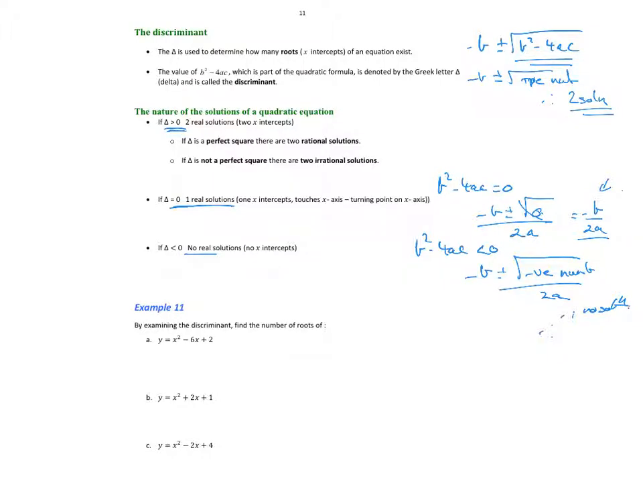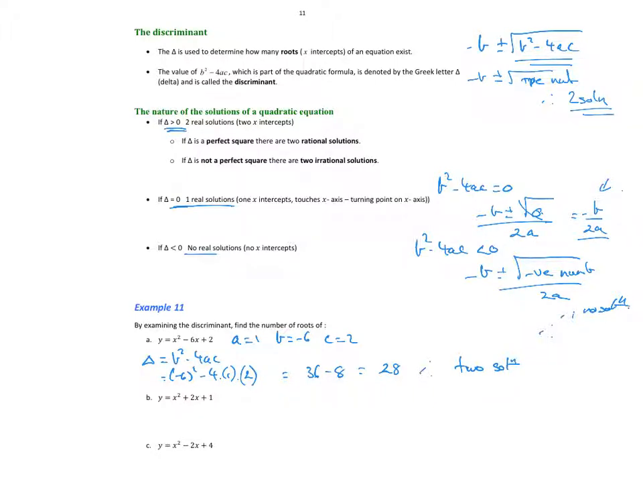So if we consider each of these discriminants, if a is equal to 1, b is equal to negative 6, and c is equal to 2, the discriminant, which is equal to b squared minus 4ac, is equal to negative 6 squared minus 4 times 1 times 2, which is equal to 36 minus 8, which is equal to 28. Therefore, I get two solutions.